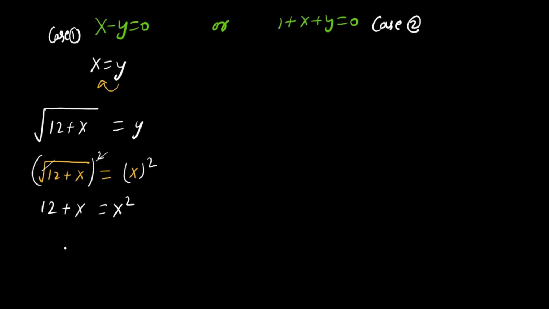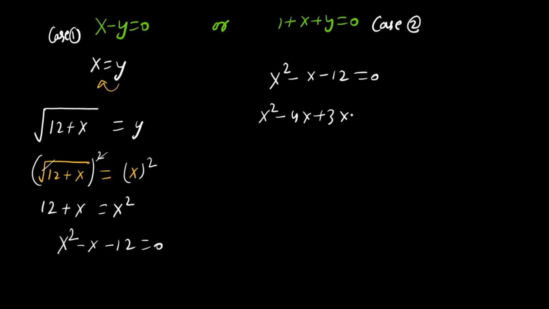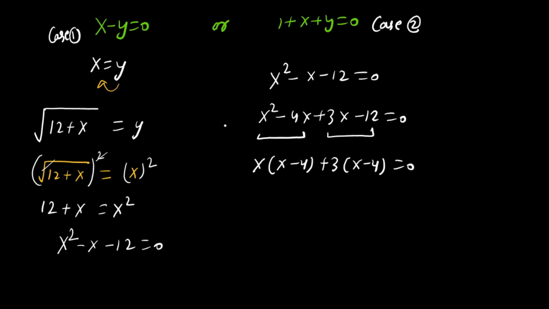Now if we take all the expression on the same side, then x² − x − 12 = 0. This is a quadratic equation in terms of x. Here we will apply middle term split. x² − x is the same as x² − 4x + 3x − 12 = 0. From x² − 4x, if we take x common, then x(x − 4), and from +3x − 12, if we take 3 common, then 3(x − 4) = 0.